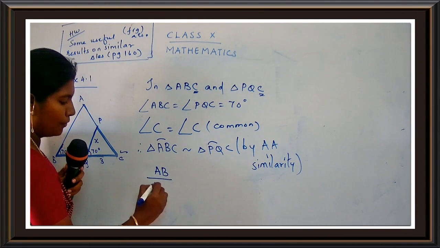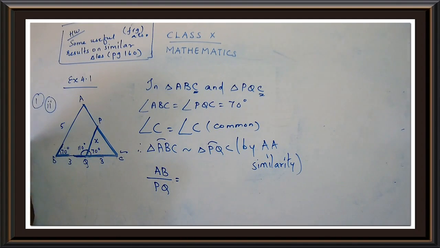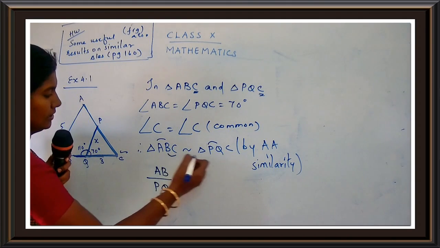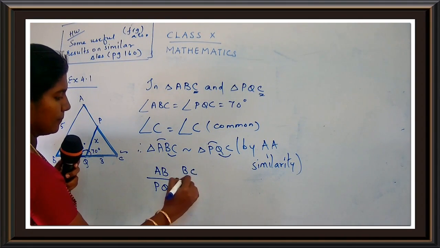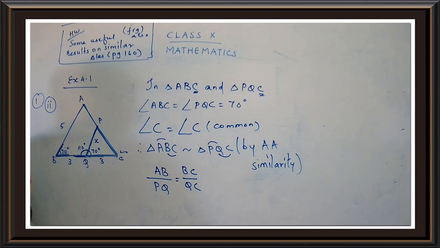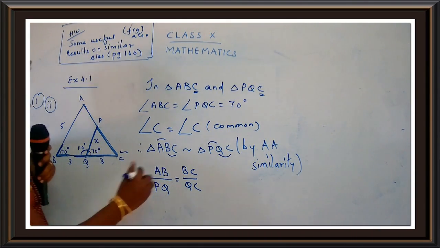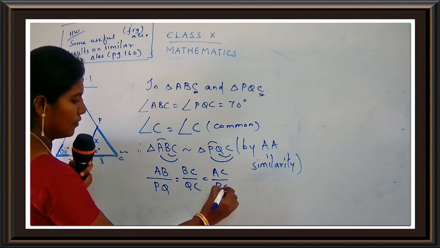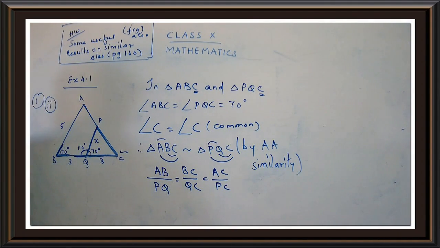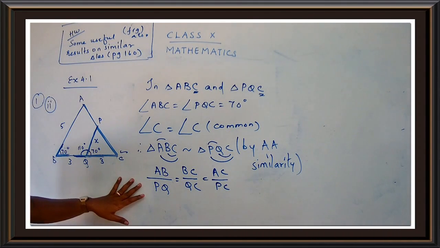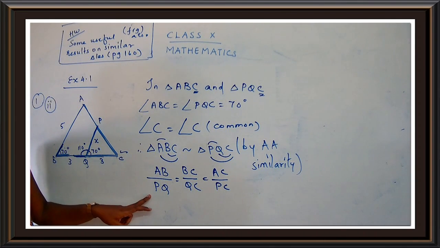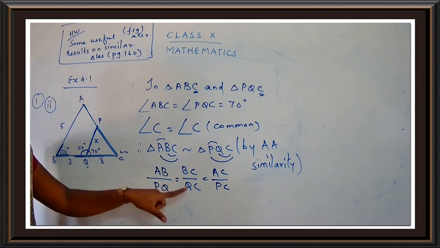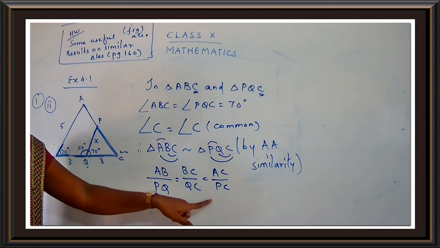AB upon PQ is equal to. Next. First two taken, no? The second third and the second third. So BC upon QC. AB upon PQ, then BC upon QC, and then AC upon PC. Yes, I get AC upon PC. So I have written the proportional sides. I hope you are clear with this part. You know how to find out this, children? AB upon PQ, BC upon QC, and AC upon PC.